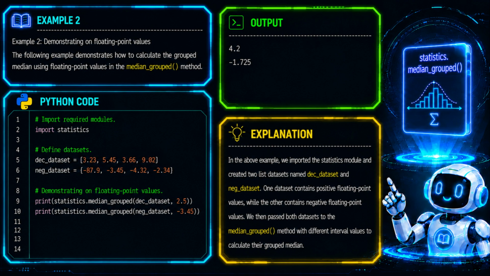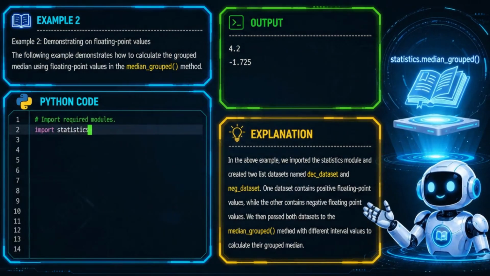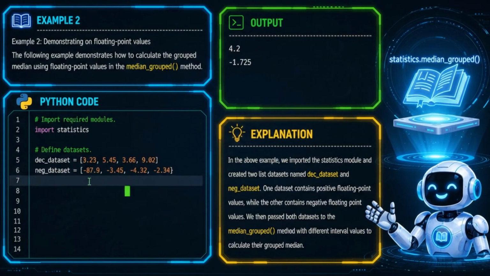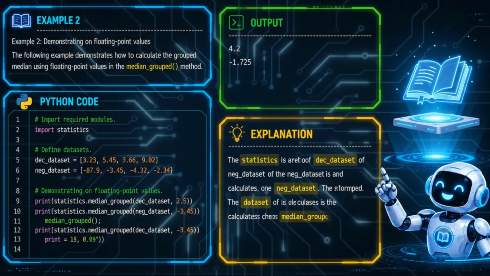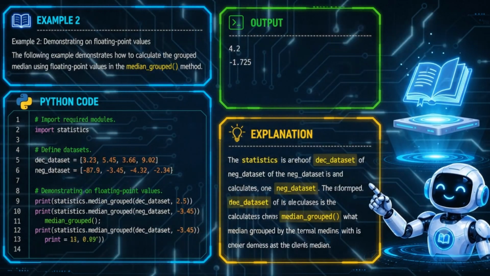The following example demonstrates how to calculate the grouped median using floating point values in the median_grouped method. Hello, let's use floating point values. We define two list datasets, then we pass both datasets to the method. It calculates their grouped median. This is how easy it is to use.